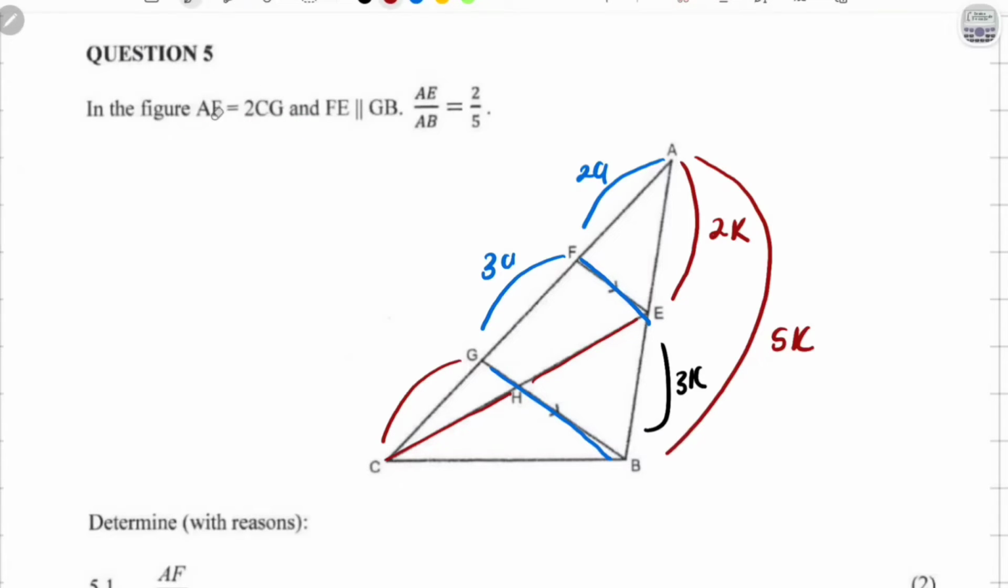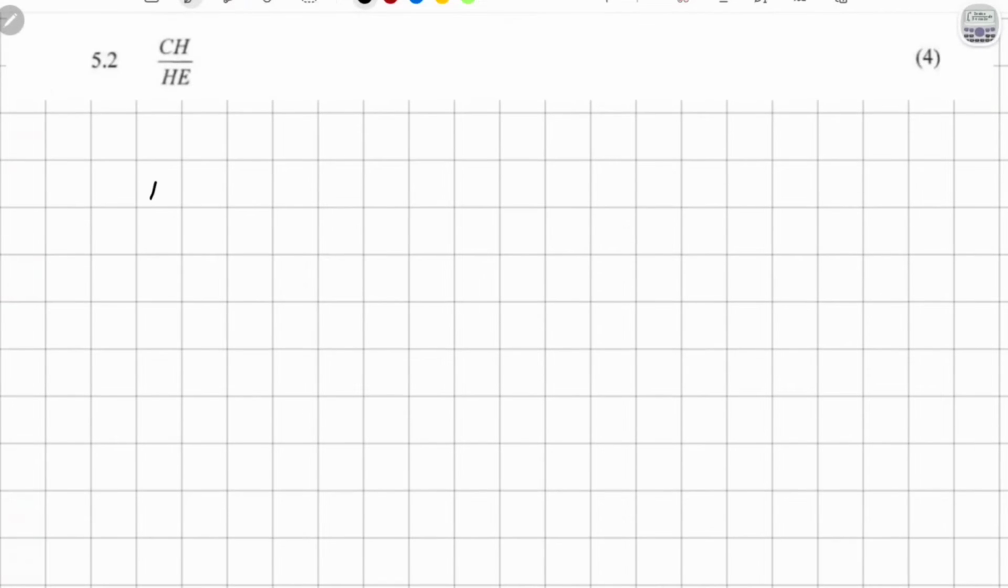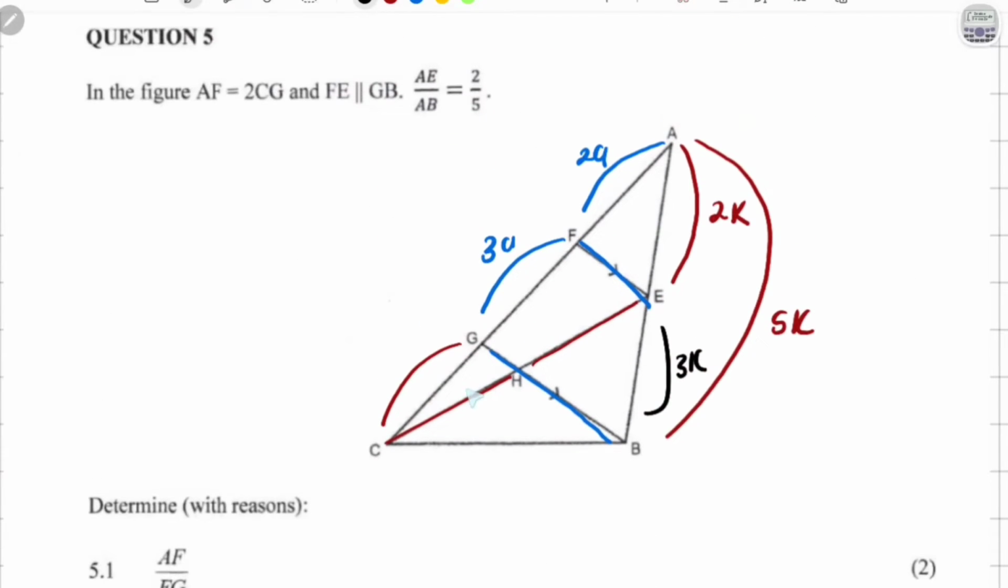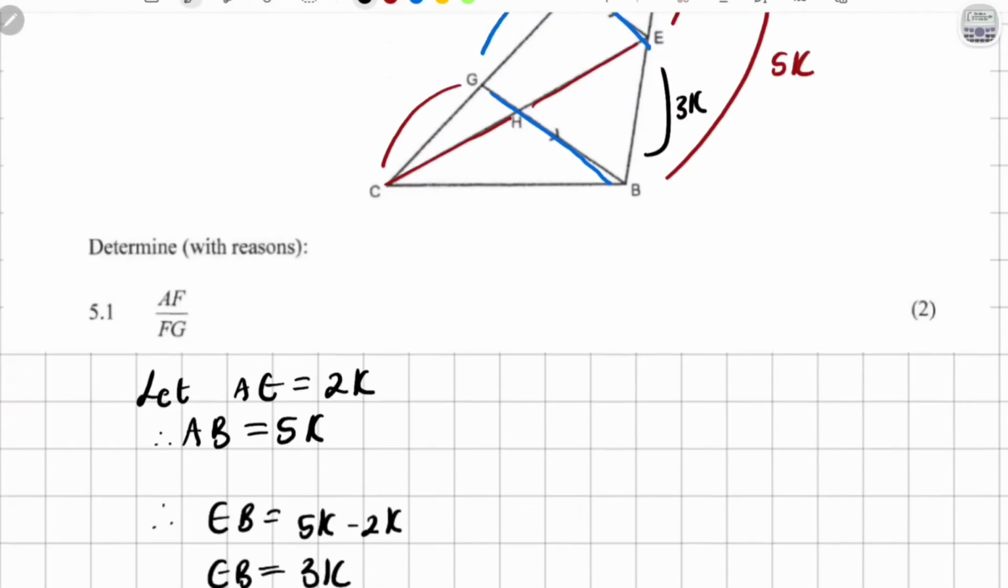They mentioned something about CG. They tell us that AF is equal to 2CG. So let's use that. Since AF is equal to 2CG, let's figure out what AF is so that we can find out what exactly CG is, because we need that.